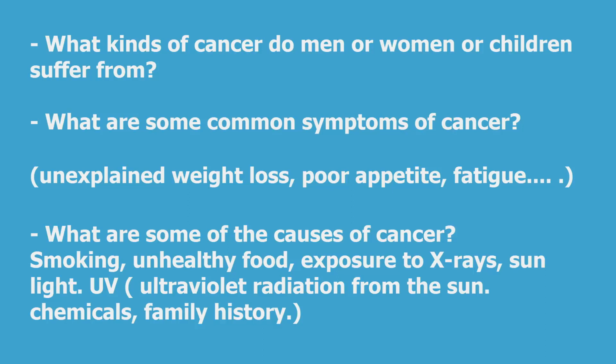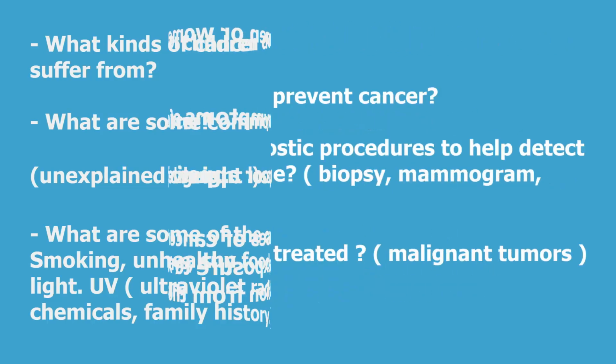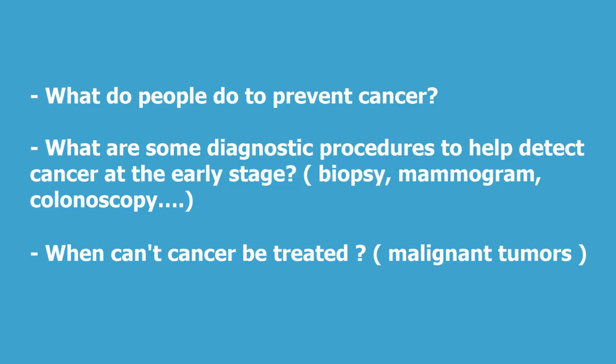What are some of the causes of cancer? Smoking, unhealthy food, exposure to X-rays, sunlight, UV, ultraviolet radiation from the sun, chemicals, family history. What do people do to prevent cancer? What are some diagnostic procedures to help detect cancer at the early stage? Biopsy, mammogram, colonoscopy. When can't cancer be treated? Malignant tumors.